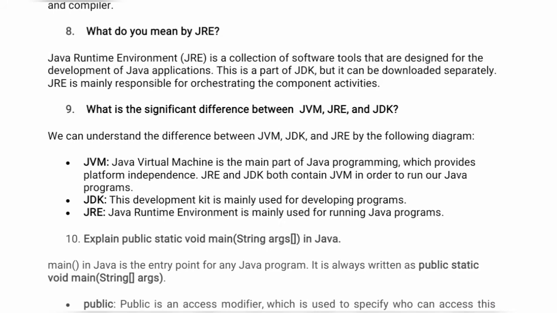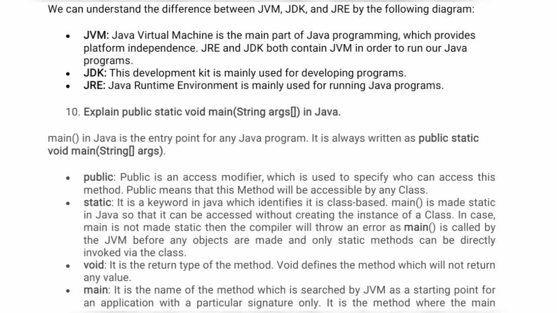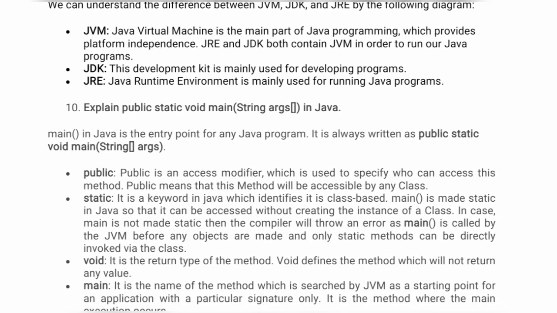JDK, Java Development Kit. It is mainly used for developing programs. So developing Java programs. Next, JRE, Java Runtime Environment, is mainly used for running Java programs. Okay. I hope that's clear. Next, explain public static void main String args in Java.